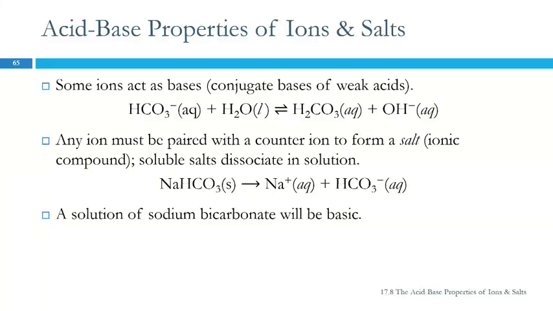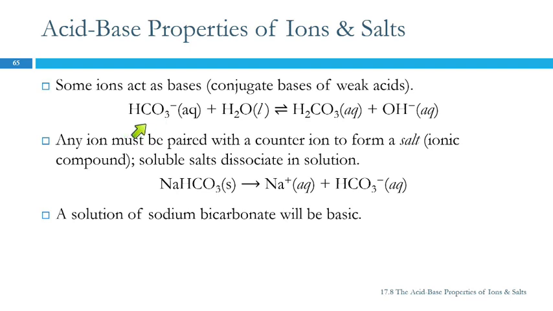Okay, acid-base properties of ions and salts. Some ions, like HCO3 minus, can act as bases. These ions are conjugate bases of weak acids. When an acid behaves as an acid and donates a proton, it becomes a conjugate base, which is then capable of accepting the hydrogen ion back. It's just passing the hydrogen ion back and forth.